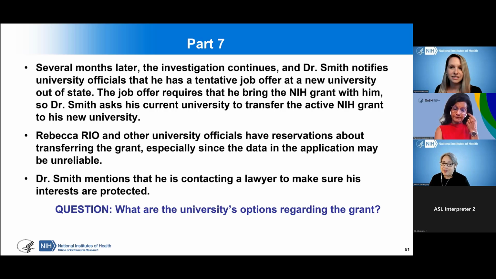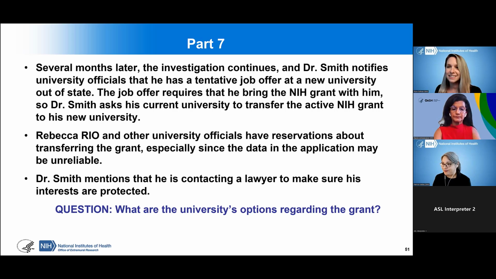Does anyone else want to comment on what they might want to think about doing with the grant? Like, what are their options regarding the grant? Should they just let it go to the new university? Is that their only option? Let's see. Any other hands? Susan? I see some answers.